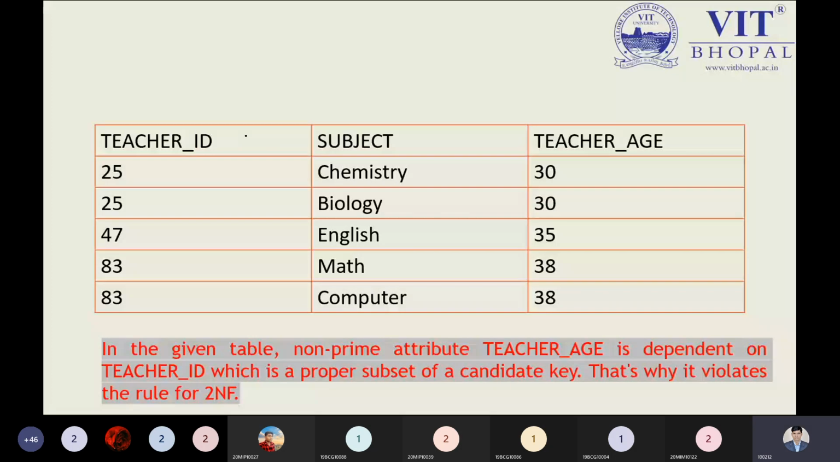A subject cannot depend on the teacher ID. Yes. So you can see over here that it violates the rule of the second normal form. So if I need to decompose my relation, then how can I decompose it? So can you tell me, subject and teacher age, teacher age depends on the teacher ID. Yes, we can say that's why it violates the rule of the second normal form. So how to decompose this relation? Can anyone tell me right now?